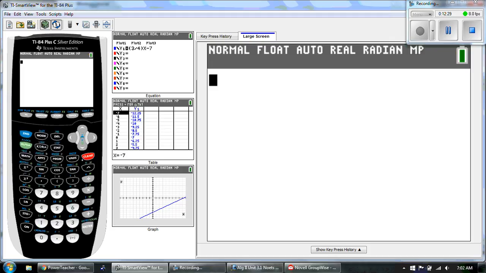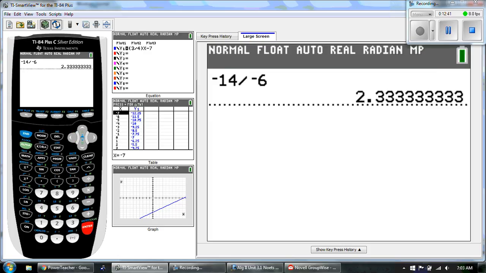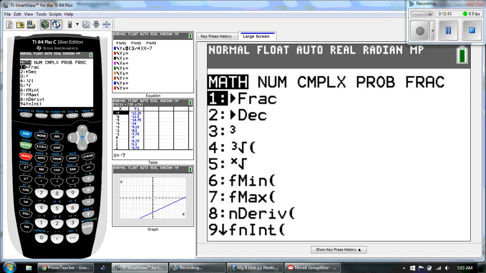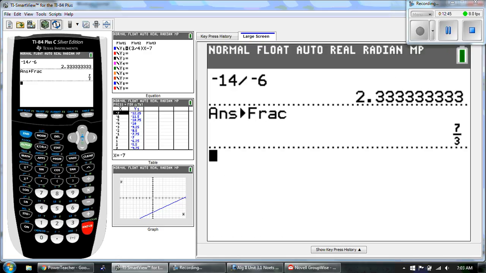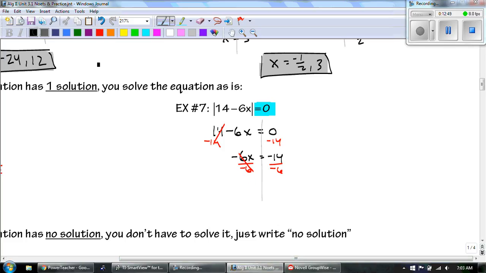just divide it out. I have negative 14. Sorry, let's make that 14. Negative 14 divided by negative 6. We get a long number. I don't want that. So I'm going to change that into a fraction, and we get 7/3. So my final answer, x equals 7/3.